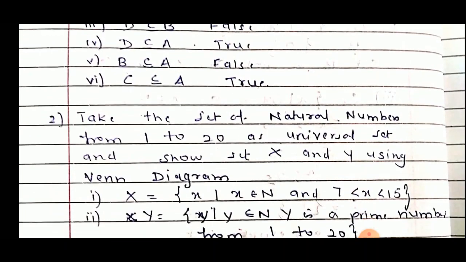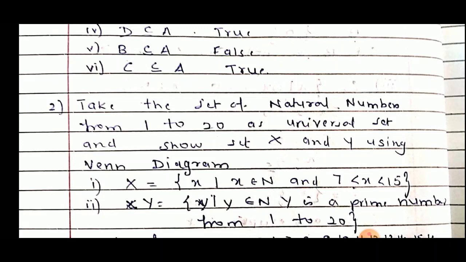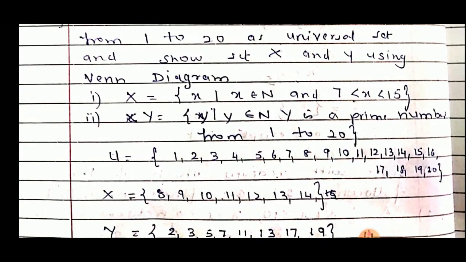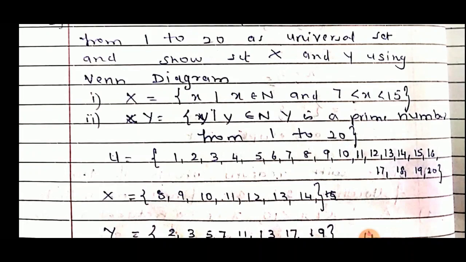Now take the set of natural numbers from 1 to 20 as a universal set and show sets X and Y using the Venn diagram. Now X is the set of all x such that x belongs to N and x is greater than 7 and less than 15. And Y is the set of all y such that y belongs to N and y is a prime number from 1 to 20. Now universal set U will have all the numbers from 1 to 20.